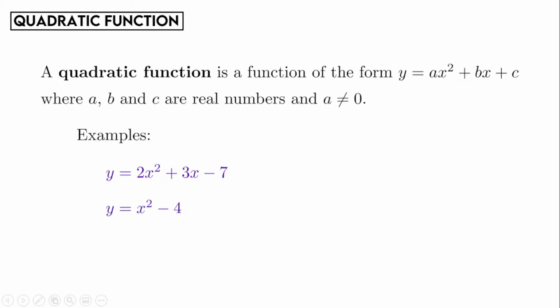Okay, another example, we have y is equal to x squared minus 4. Another one, we have y is equal to the quantity x minus 3 squared plus 5. We also have y is equal to negative 2 times x plus 7 squared minus 8.